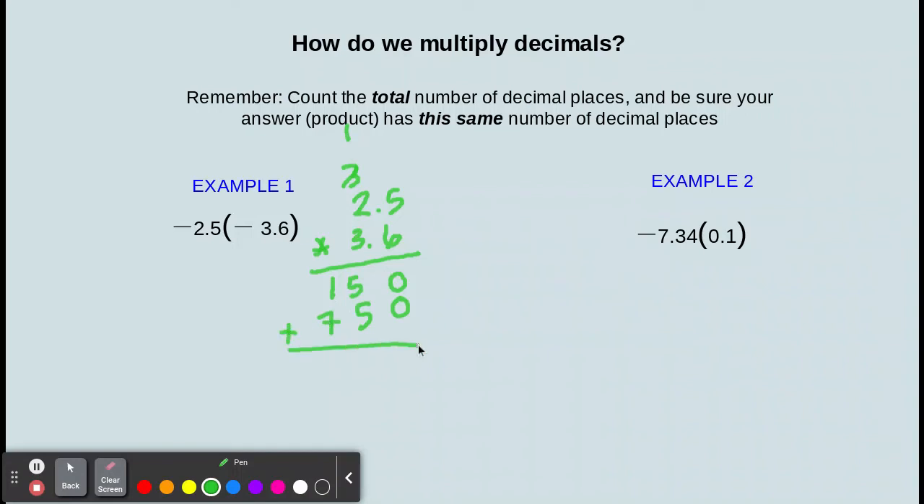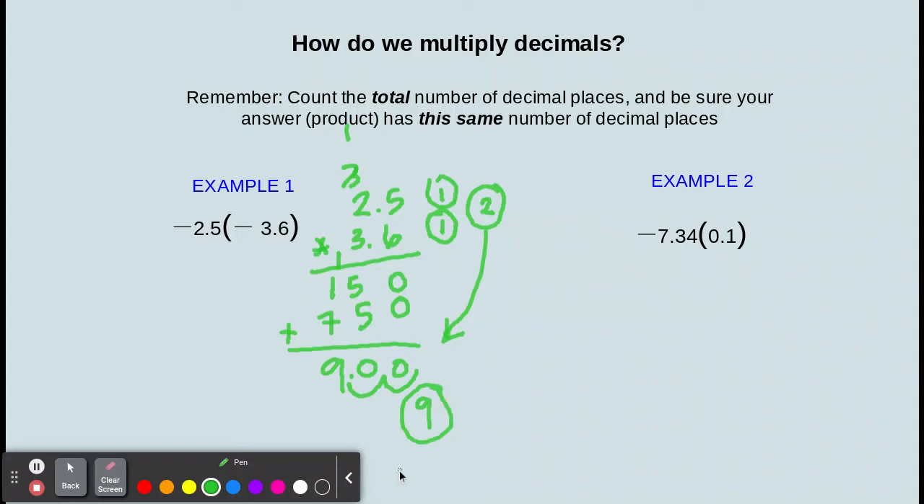Now we just add. 0 plus 0 is 0. 5 plus 5 is 10. Carry the 1. 1 plus 1 plus 7 is 9. Now we need to look, how many decimal places here? Just 1. How many decimal places here? Another 1. We add these two together and we have 2 decimal places total. 1, 2. That means our answer also has to have 2 decimal places. 1, 2. So our answer then is simply just 9.